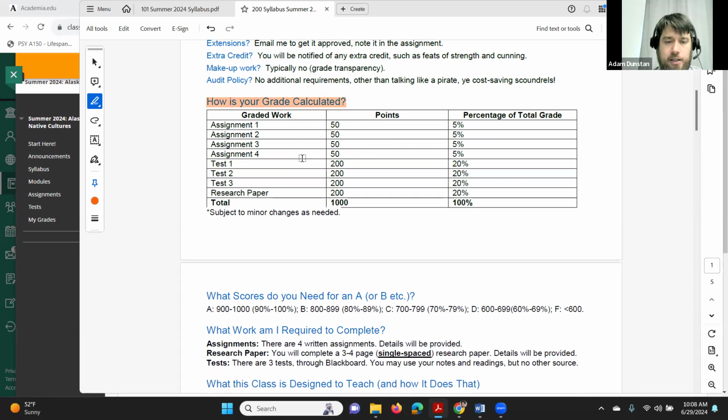Your grade. Okay. Tests are 60% of your grade because there's 3 tests and they're each worth 20%. So the tests are worth 60% of your grade. The paper is worth 10%, or sorry, 20% of your grade. And then each assignment is worth 5%, which means all the assignments together are worth 20%.